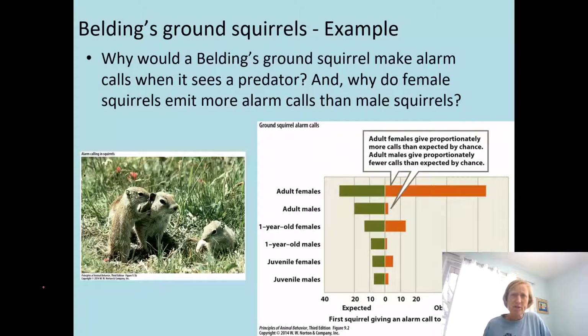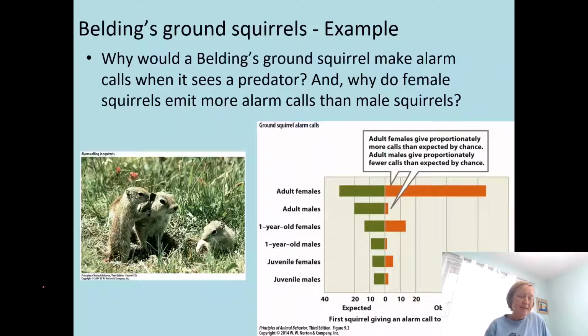Now, what researchers noticed was females seem to emit a lot more alarm calls than males. Why is that? Well, first of all, why would a Belding's ground squirrel make alarm calls? When they see a fox or a snake or a hawk, they emit alarm calls, and that alerts all the members of the population, and they hide in their little holes and whatnot, right? So why would they do that, and why do females emit more alarm calls?